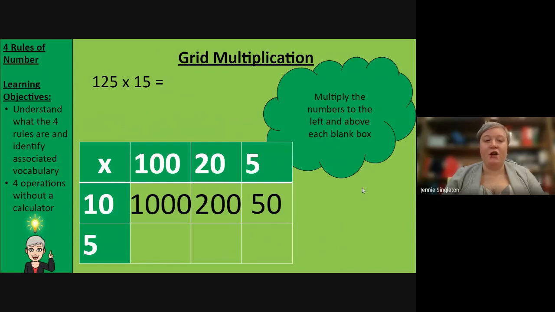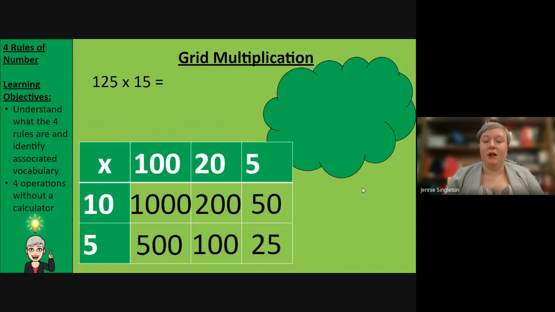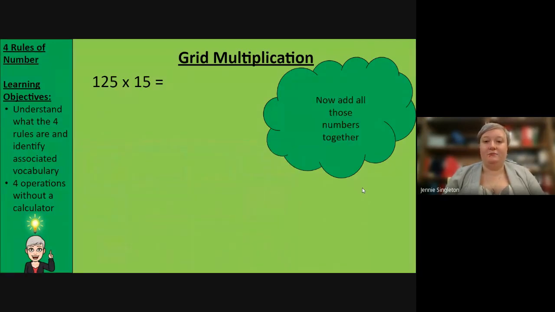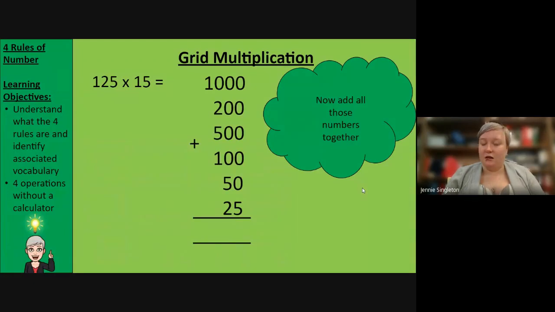Then we move on to the bottom row. We have 100 times 5, gives us 500. 20 times 5 gives us 100. And 5 times 5 gives us 25. The next step is to add up all of those numbers. So back to column addition, add those up. We get 1,875 again.